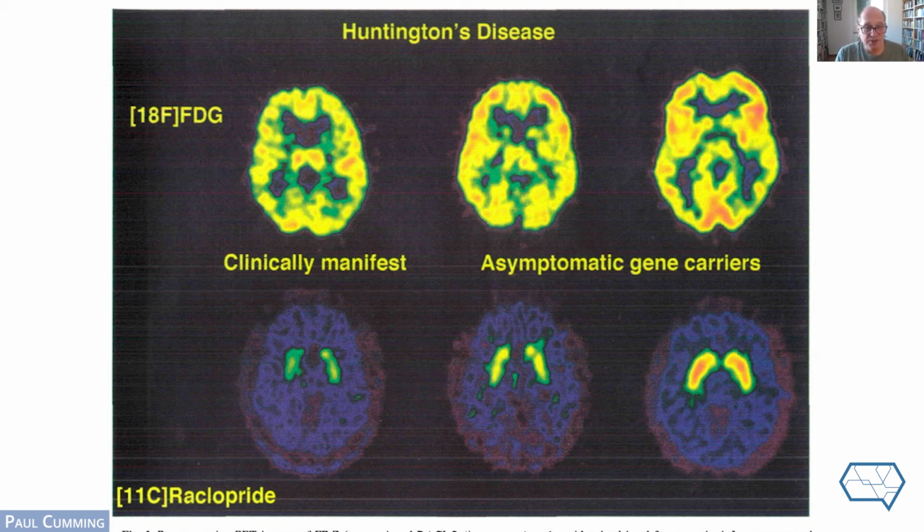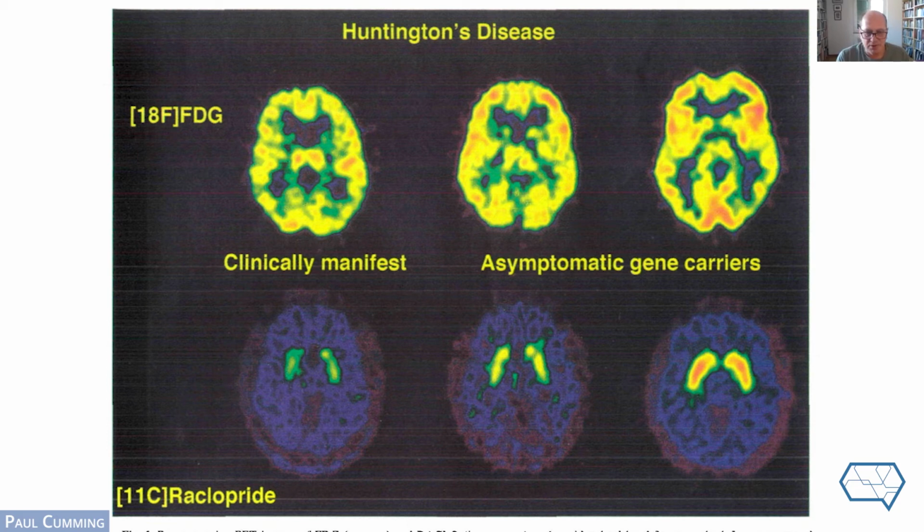Now, looking at the lower part of the figure, you see the corresponding results from the same three individuals with the dopamine marker, carbon-11 raclopride, that shows the abundance or availability of dopamine receptors in the caudate and putamen. In the clinically manifest patient, there's a very substantial reduction in raclopride binding, 50% below what is present in the asymptomatic carriers. And that is indicative of the degeneration of the neurons of the striatum, which bear the dopamine receptors.